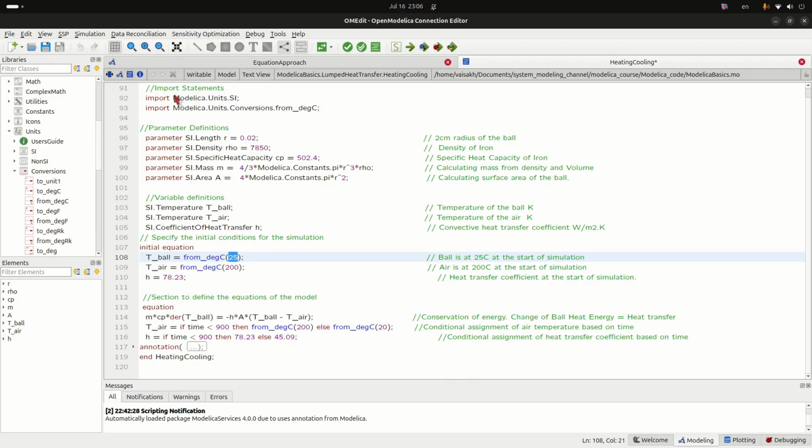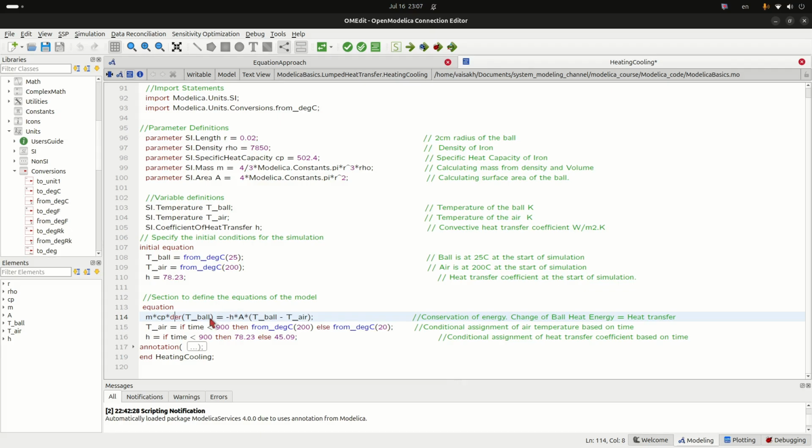So this completes all the prerequisites for defining our equations. Within the equation section, we can say that the total rate of change of the ball. So here we are using the der function for finding the time derivative of the ball temperature, and that is multiplied by mass and specific heat capacity. This is the convective heat transfer that is happening, and that is equated to the equation for convective heat transfer given by Newton's law of cooling. So we have the heat transfer coefficient, we have the surface area, and we have the two temperatures of ball and air.